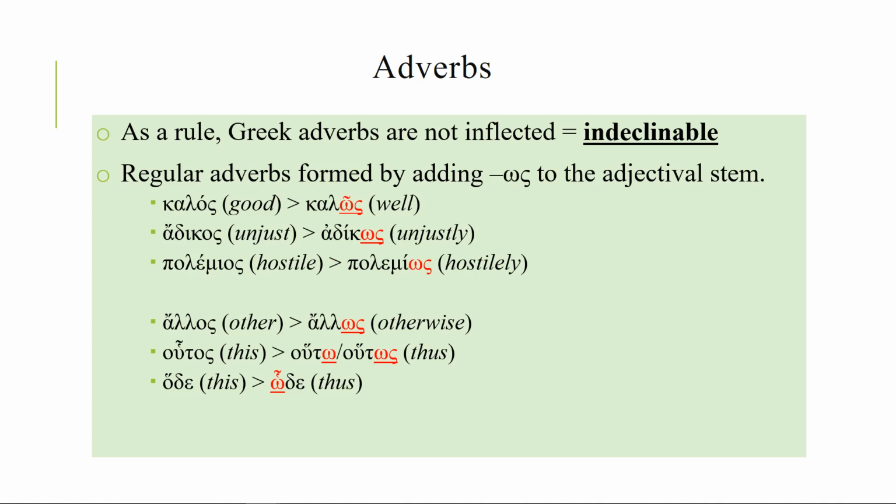Hoda, remember that this is the article plus the suffix de. Well, you change that article ho to an omega. So hoda, thus, is another way of saying thus. So there's various ways of saying thus. So let me show you a few examples.